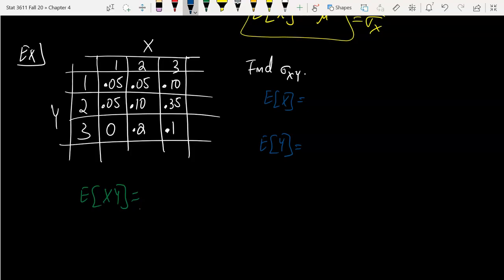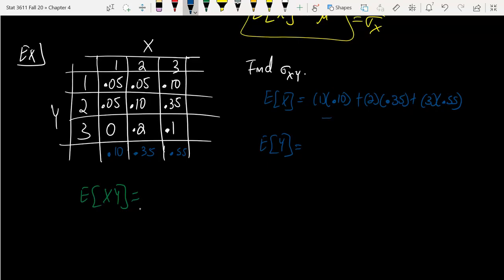Well, the easiest way to do this is to use the table to fill in the marginal probabilities. Adding up that first column is going to give us 0.10. Adding up the second column, 0.35. Adding up the third column, 0.55. So the expected value of x: x takes on the value 1 with probability 0.10, the value 2 with probability 0.35, and the value 3 with probability 0.55.